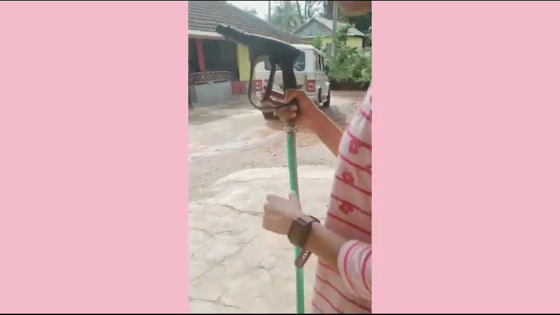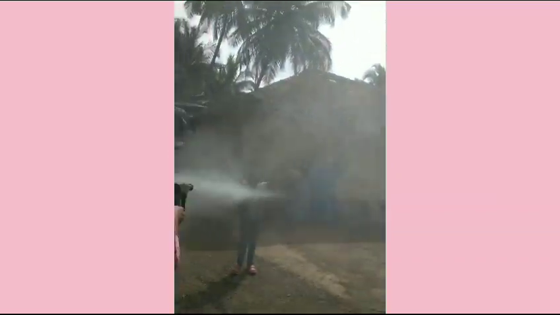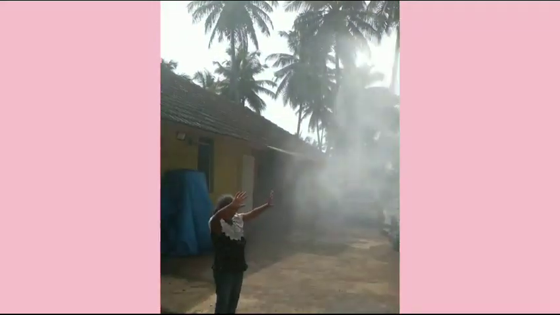So we use this high pressure washer pump for cleaning purposes such as washing cars, vehicles, and also we use it for gardening, etc. Next, let us see what is a submersible pump.